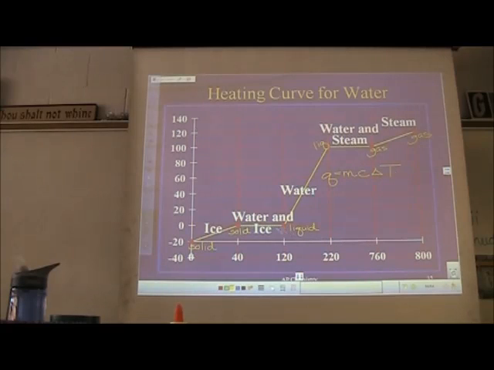Okay. What about the flat parts? Tell me first, why is it not appropriate to use this equation on the flat parts? There is no change in temperature. Delta T would be 0 all the time. But you can calculate the heat required to melt a block of ice. Do you remember what to do?